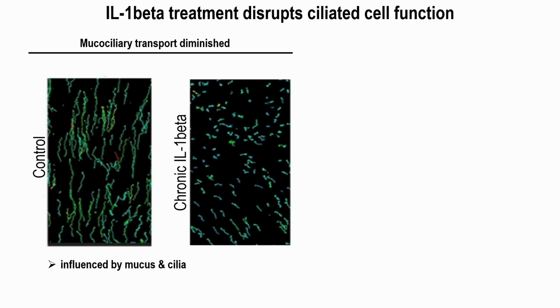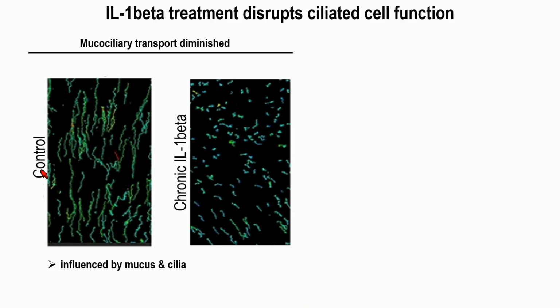We also went on to determine the impact of IL-1 beta on ciliary function. So we first wanted to look at mucociliary transport. Mucociliary transport is a metric that is influenced by both the viscosity of the mucus, as well as the function of the cilia, the beating of the cilia. And we find that the mucociliary transport is diminished.